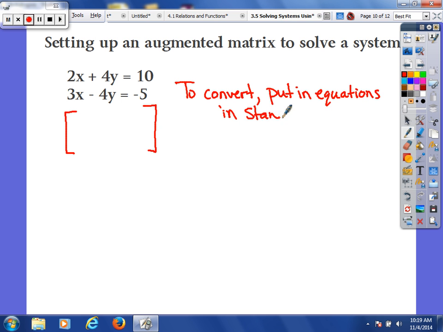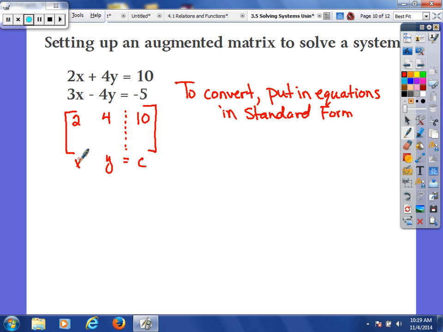Now, once you put them in standard form, you can fill in the values without the variables. So what we have is a 2, a positive 4, our equal sign becomes the dashed line, and we have a 10. You see that this represents the x, this represents the y, and this represents my constant, and I got my equal sign right there.